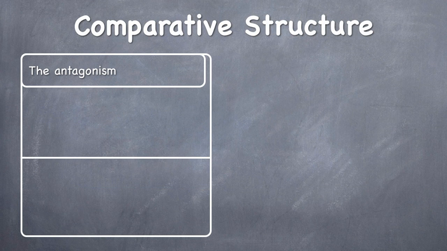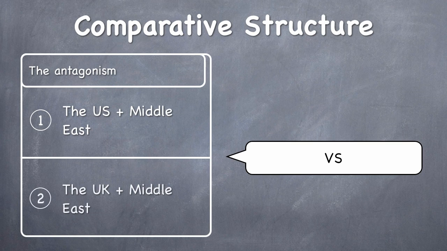Next, comparative structure. How will this work? Well, in section 1, you could talk about the US in terms of the Middle East. And in section 2, you're going to talk about the UK in terms of the Middle East. So it's the US again versus the UK. You're comparing the relationship between the US and the Middle East with the relationship between the UK and the Middle East in terms of the antagonism.